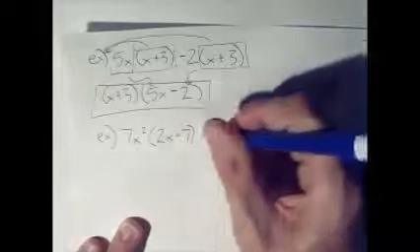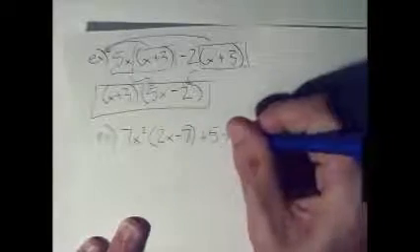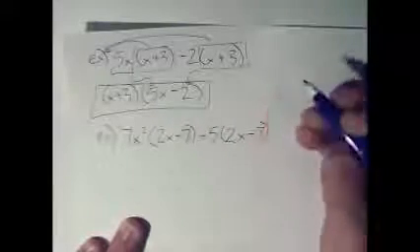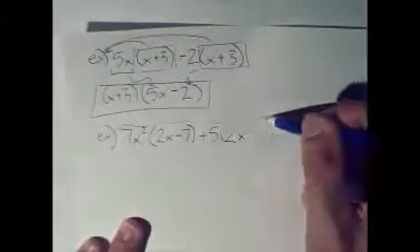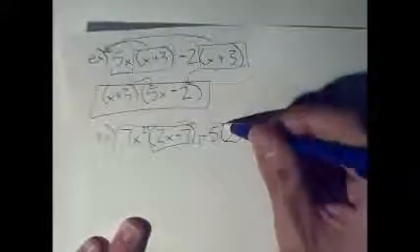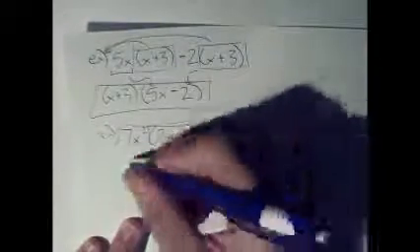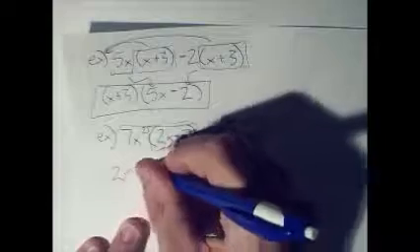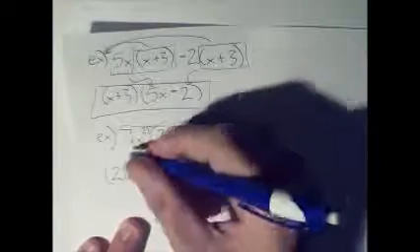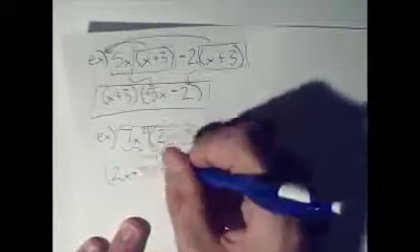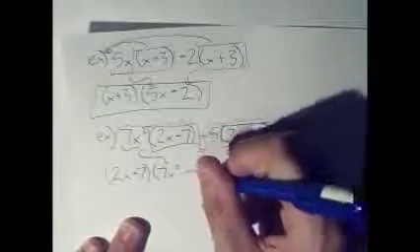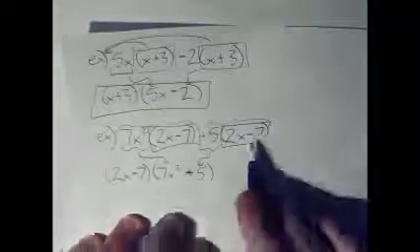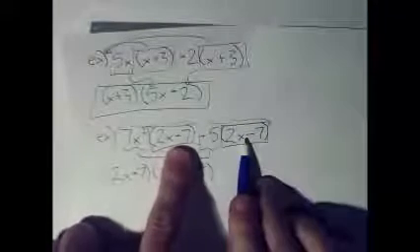7x squared plus times 2x minus 7 plus 5 times 2x minus 7. The fact that both of these terms have a 2x minus 7 in common allows me to pull that 2x minus 7 out in front, leaving me 7x squared plus 5.